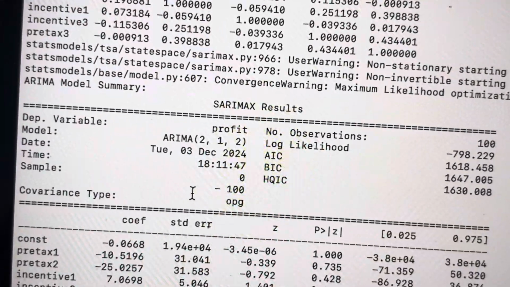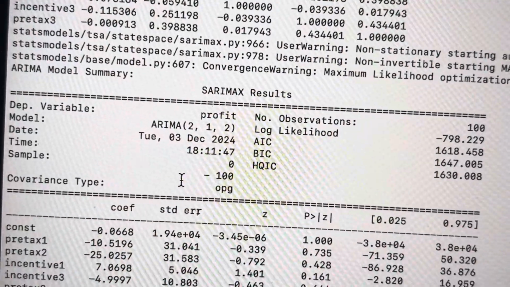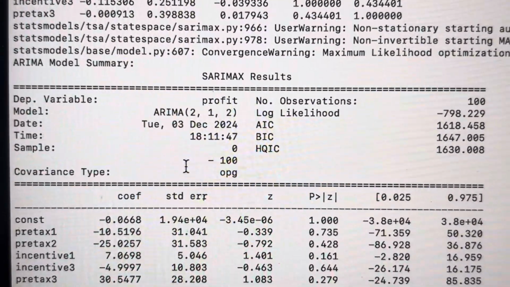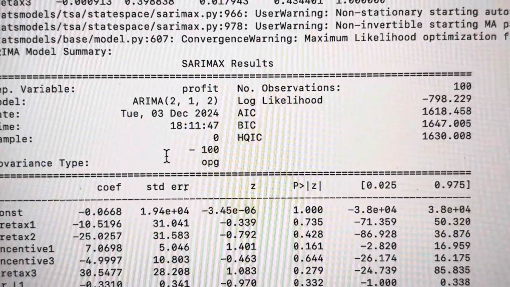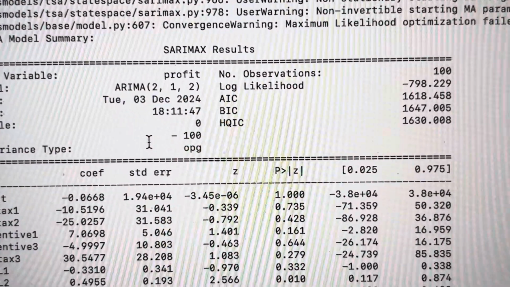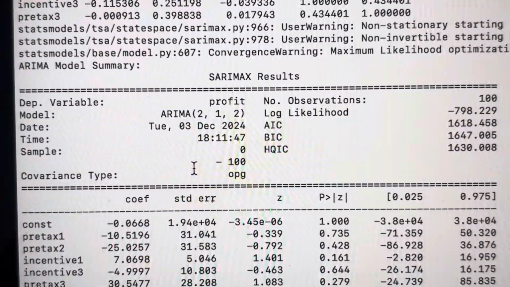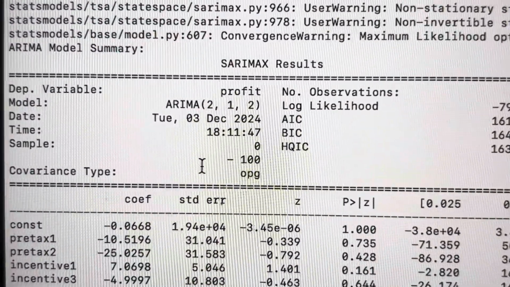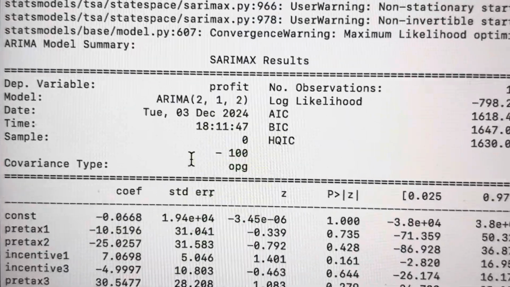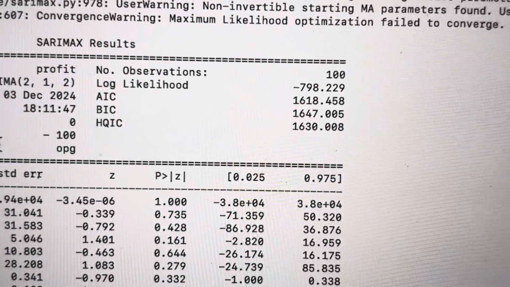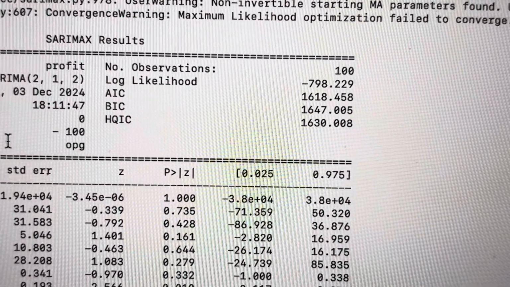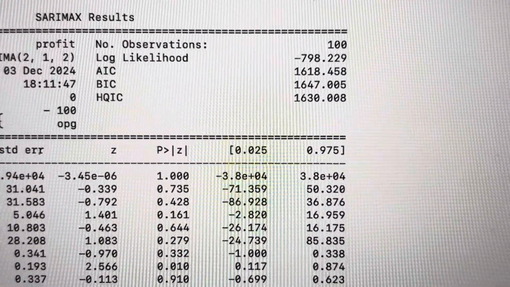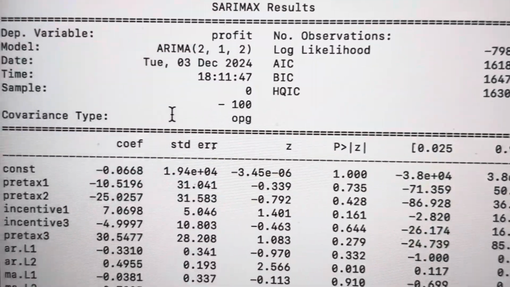Then the ARIMA model summary is represented by SARIMAX results. That's the SARIMAX model, that is what it's using. So the model is ARIMA. You can see it here, ARIMA 212. Then just like the other one, number of observations is this, log likelihood, AIC, BIC, HQIC, and so on and so forth.